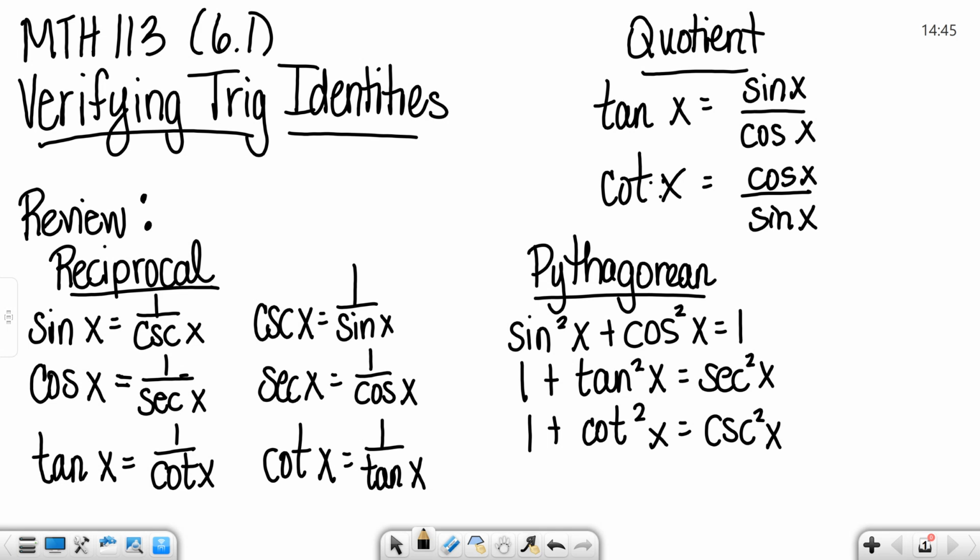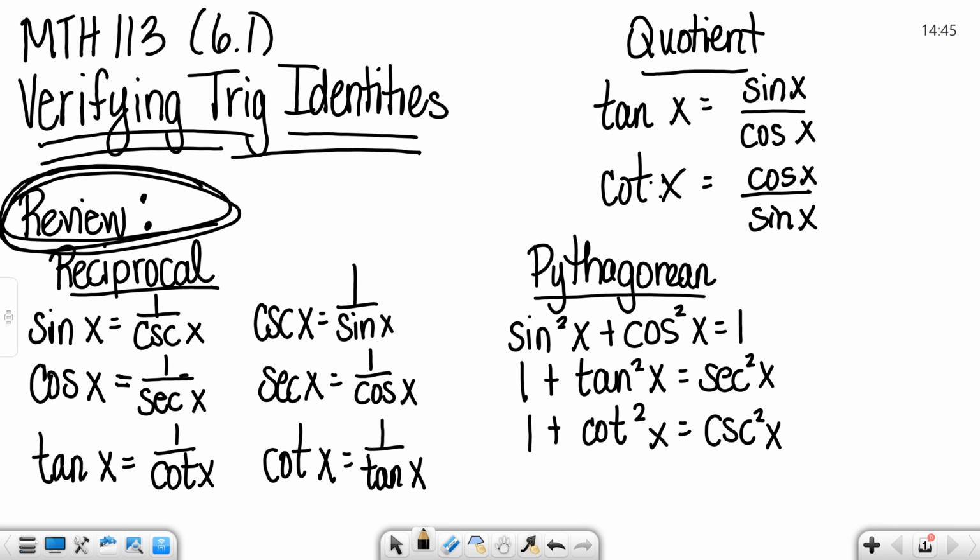Math 113, lesson 6.1 is verifying trig identities. Before we actually start that, I want to do a quick review. All the things that are here on the board are review. We've already seen these before.